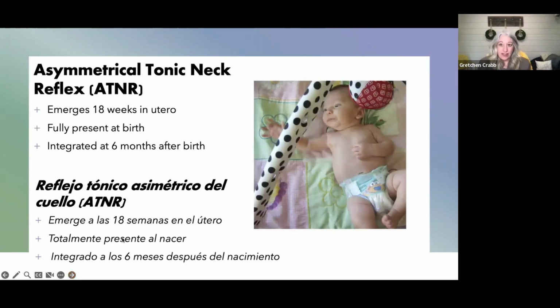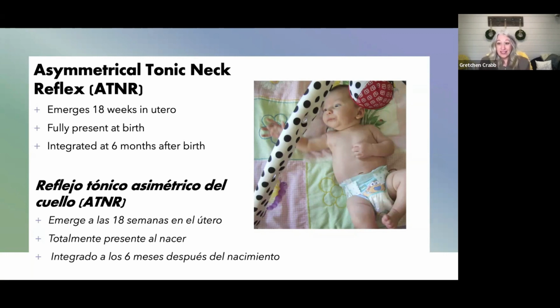Part of the reason why this happens in this way is thankfully because of our asymmetrical tonic neck reflex. So babies from about 18 weeks in utero start to develop this skill. It's fully present at birth. It actually is one of the birthing reflexes that help to move a baby down the birth canal. And it's fully integrated after 6 months after birth, which means that you don't see this reflex anymore.